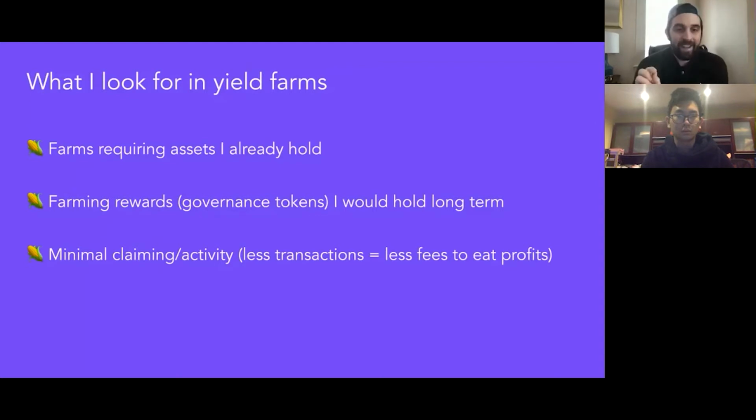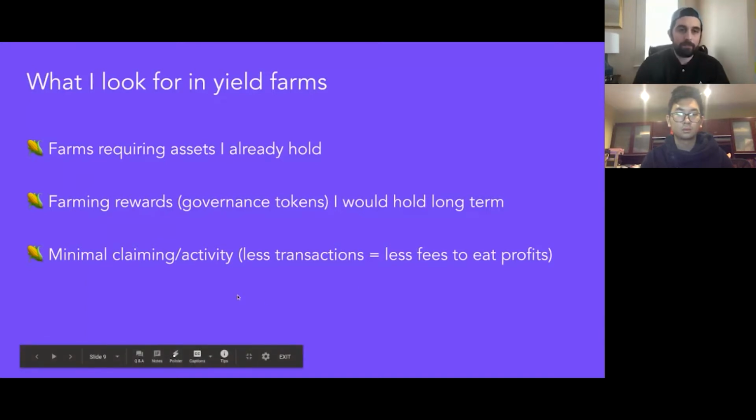Then we have farming governance tokens or rewards that I normally would hold long term. So if I see that the reward is something that I actually would like to be holding or participating in terms of their governance, it makes a hell of a lot more sense for me.